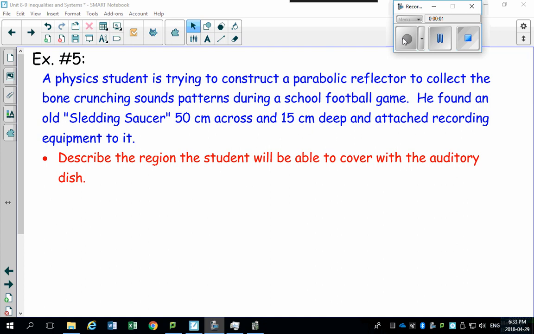So, a nice practical application question with parabolic reflectors now. Remember, this is a parabola, so that must mean I can develop a formula for it. Perfect. Okay, let's look at what we have here.